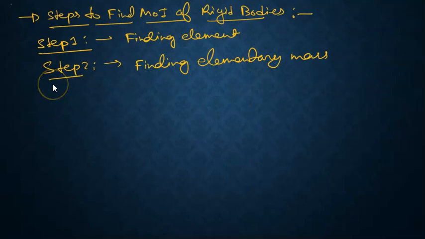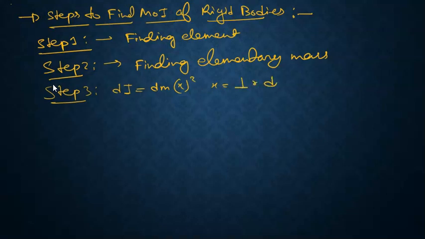And next, step 3 is to put the equation dI equals dm into x square, where x equals the perpendicular distance from the particle to the axis of rotation.